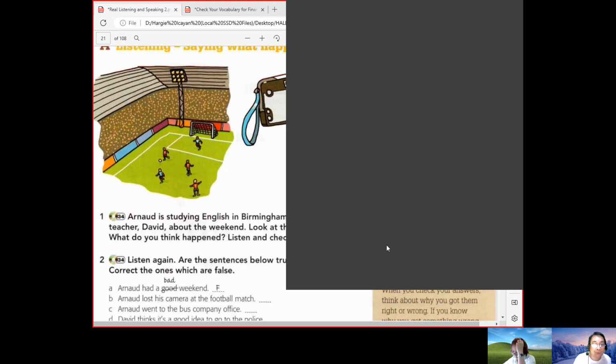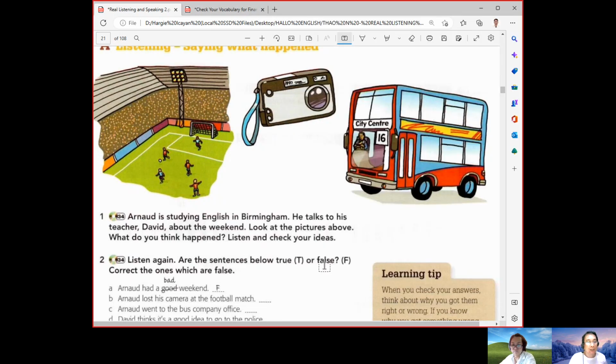City number 34. Oh, why don't we have city 34? Oh, we don't have a CD number 34. Yeah, so it's not included in here.